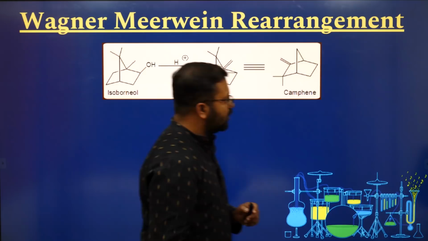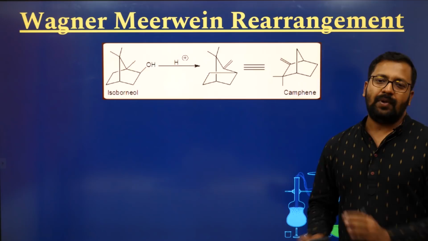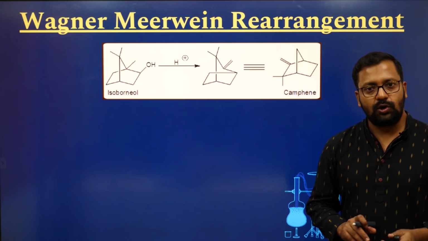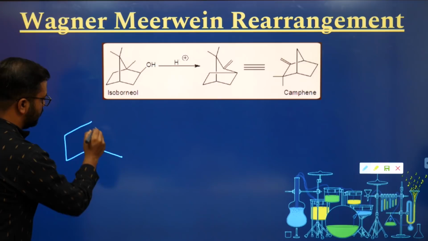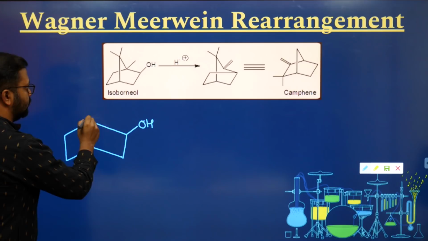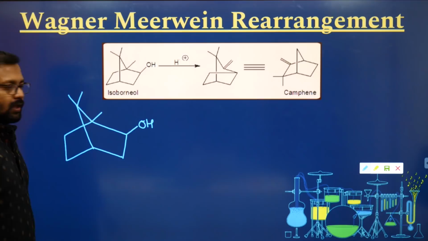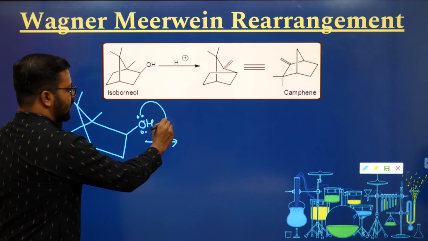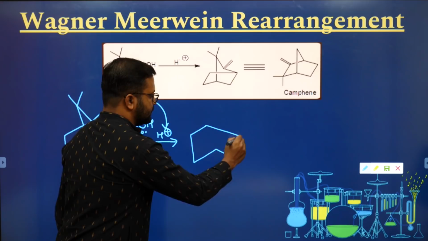So this is the last part of today's topic. In this part, I will try to explain how isoborneol was converted to camphene. It's a very, very simple reaction. Okay, now when you react this with H+, what will happen? Firstly, oxygen will take up this H+, and will convert into OH2+.